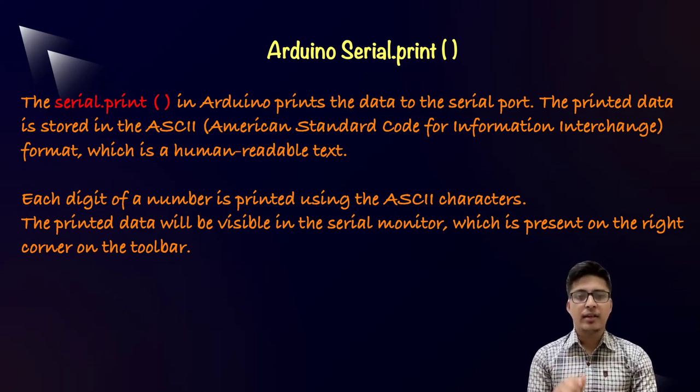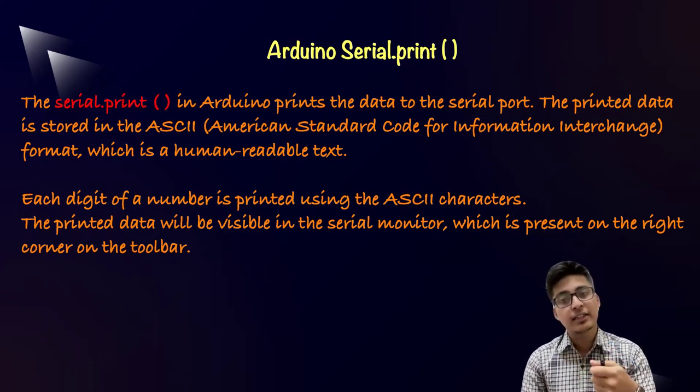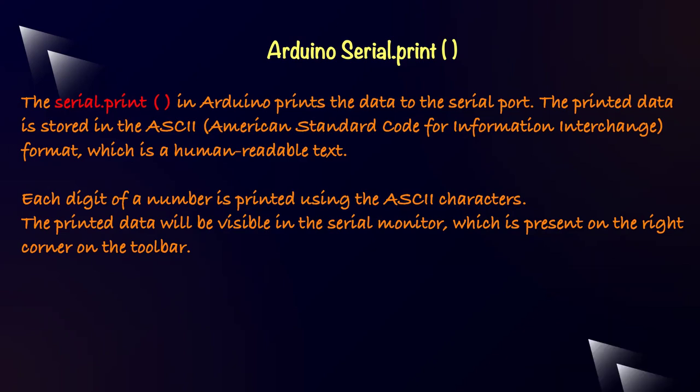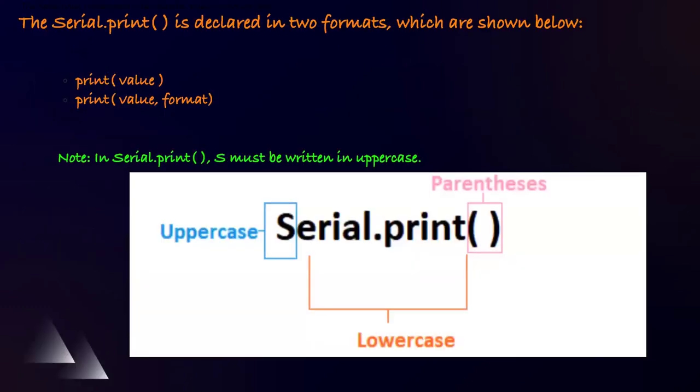In the ASCII format, which is human readable text, the data gets stored. All right, let us see further. Each digit of a number is printed using ASCII characters. The printed data will be visible in the serial monitor, which is present on the right corner of the toolbar. Understood? That is how it will be. Now, these are very important screenshots that I have attached. You must understand the concept of it.